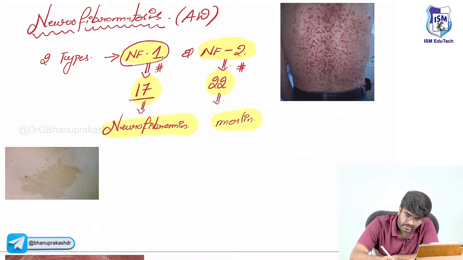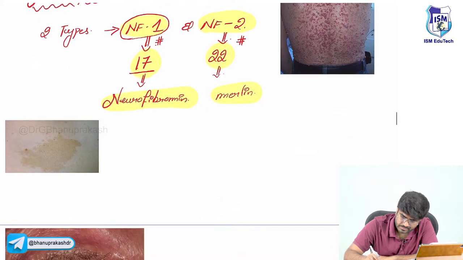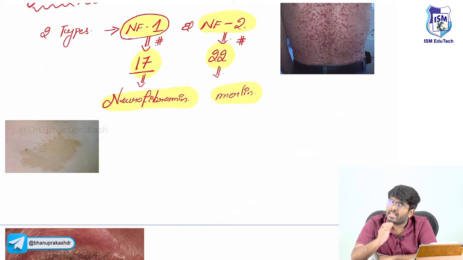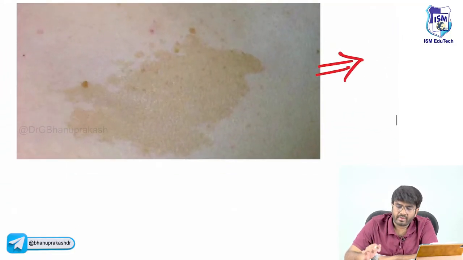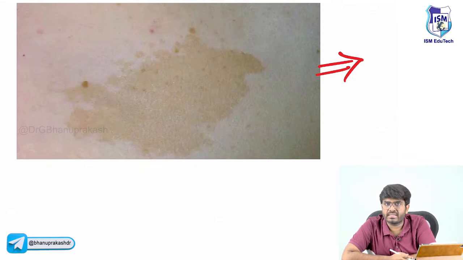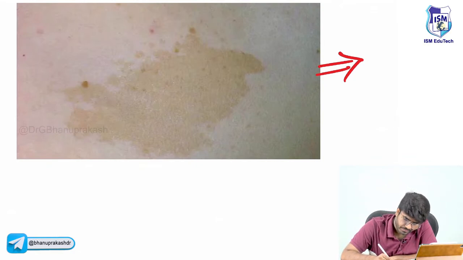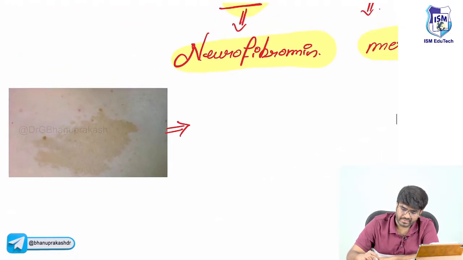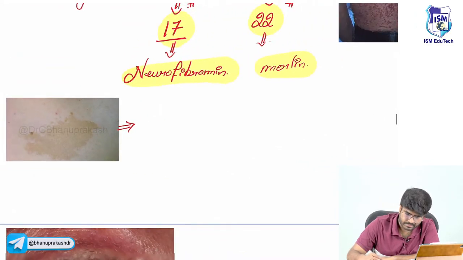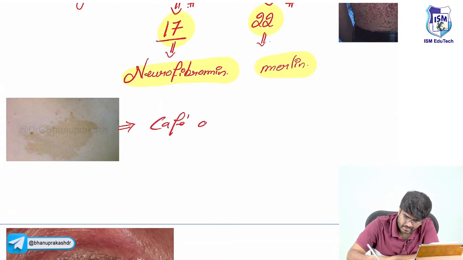Now, sir, in neurofibromatosis, what are the clinical features? There are two types of neurofibromatosis. In both conditions, the patient is going to have these kinds of macules, these spots on their skin. What is this spot that you are able to appreciate here? What is this spot on the skin? This is something called? Yes, Monica, you are right. That is café au lait spots.